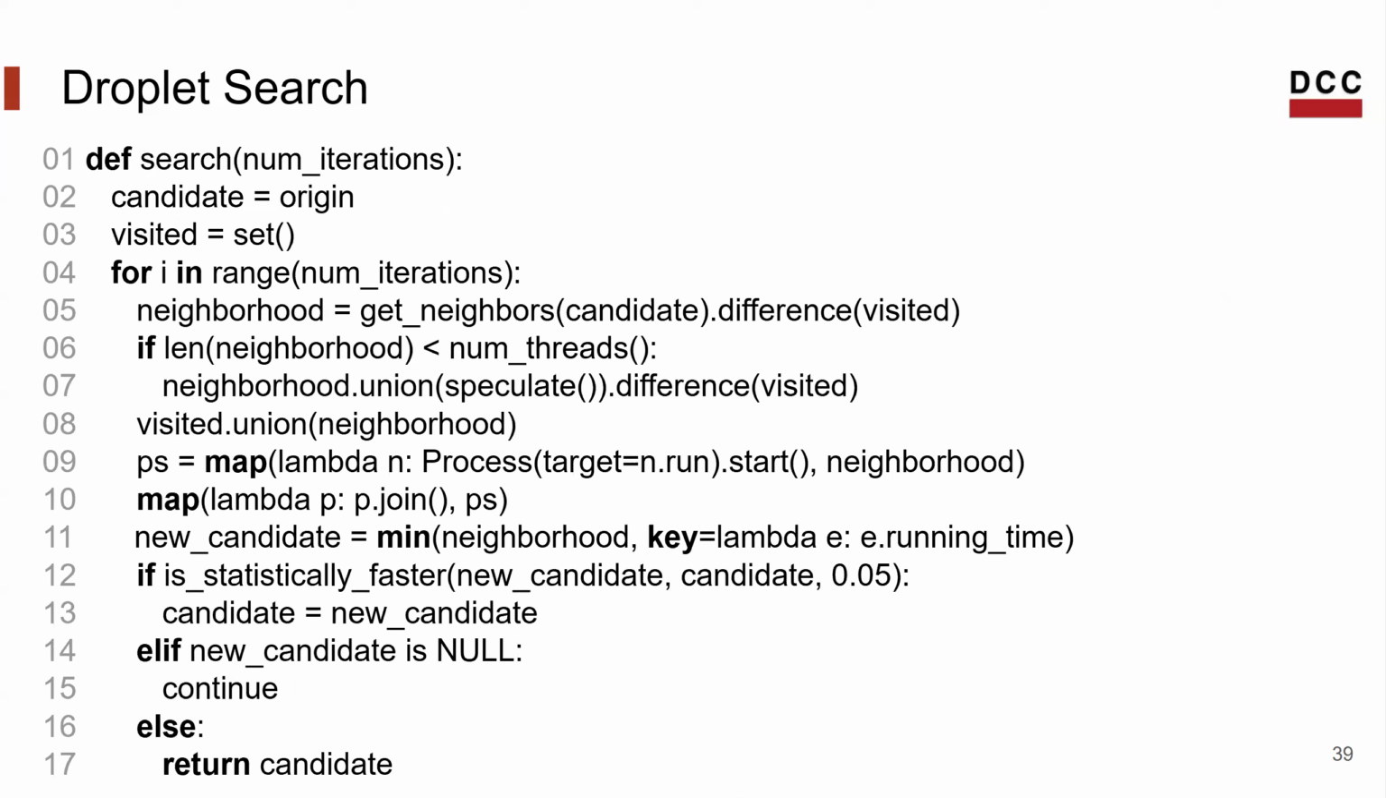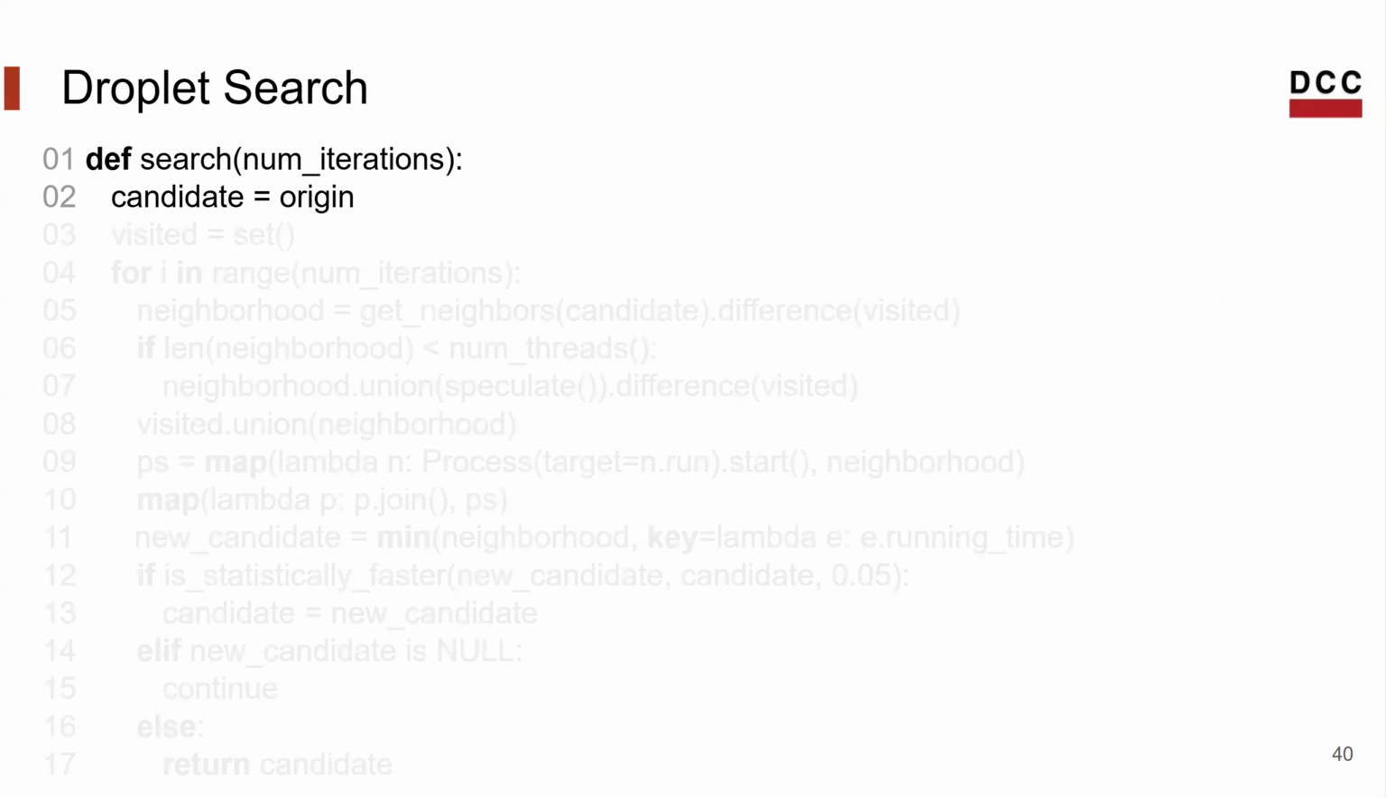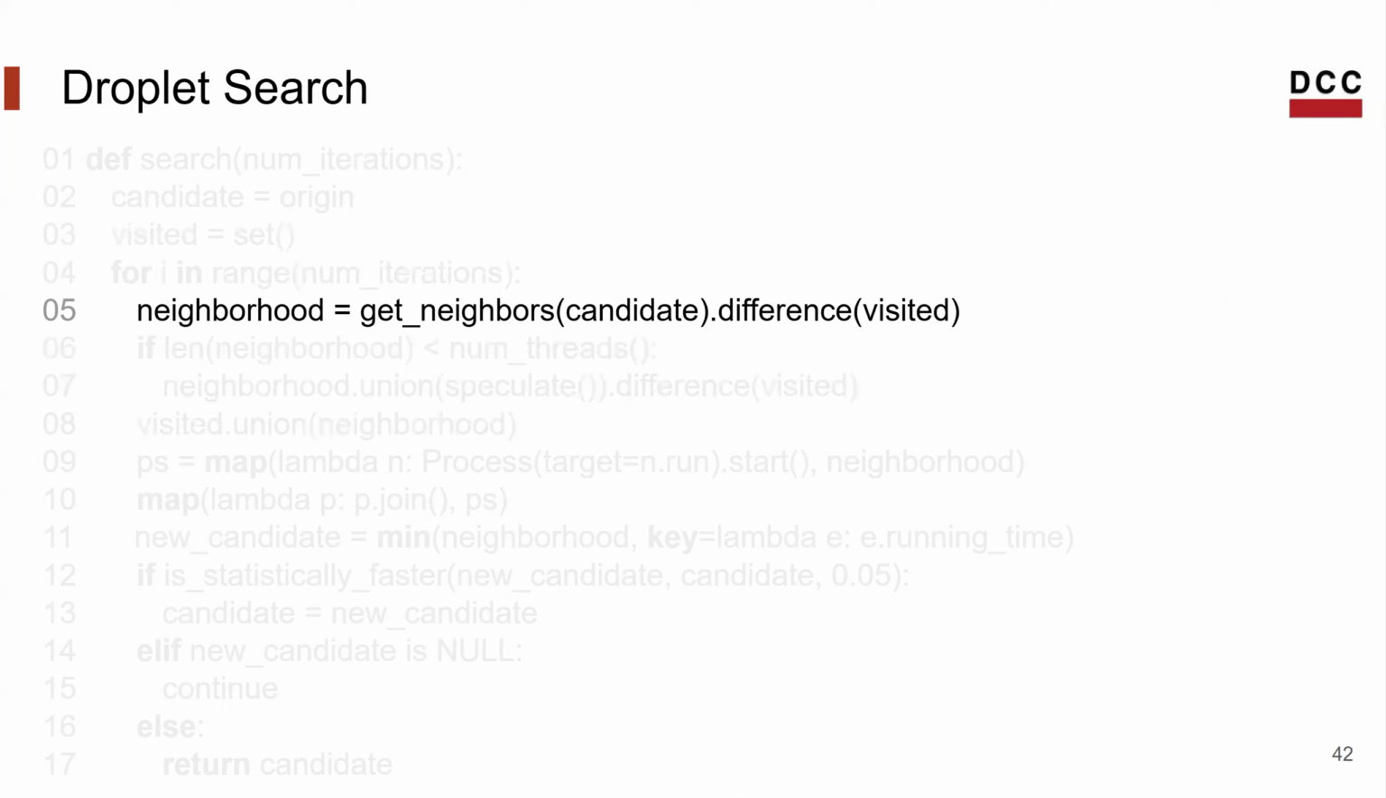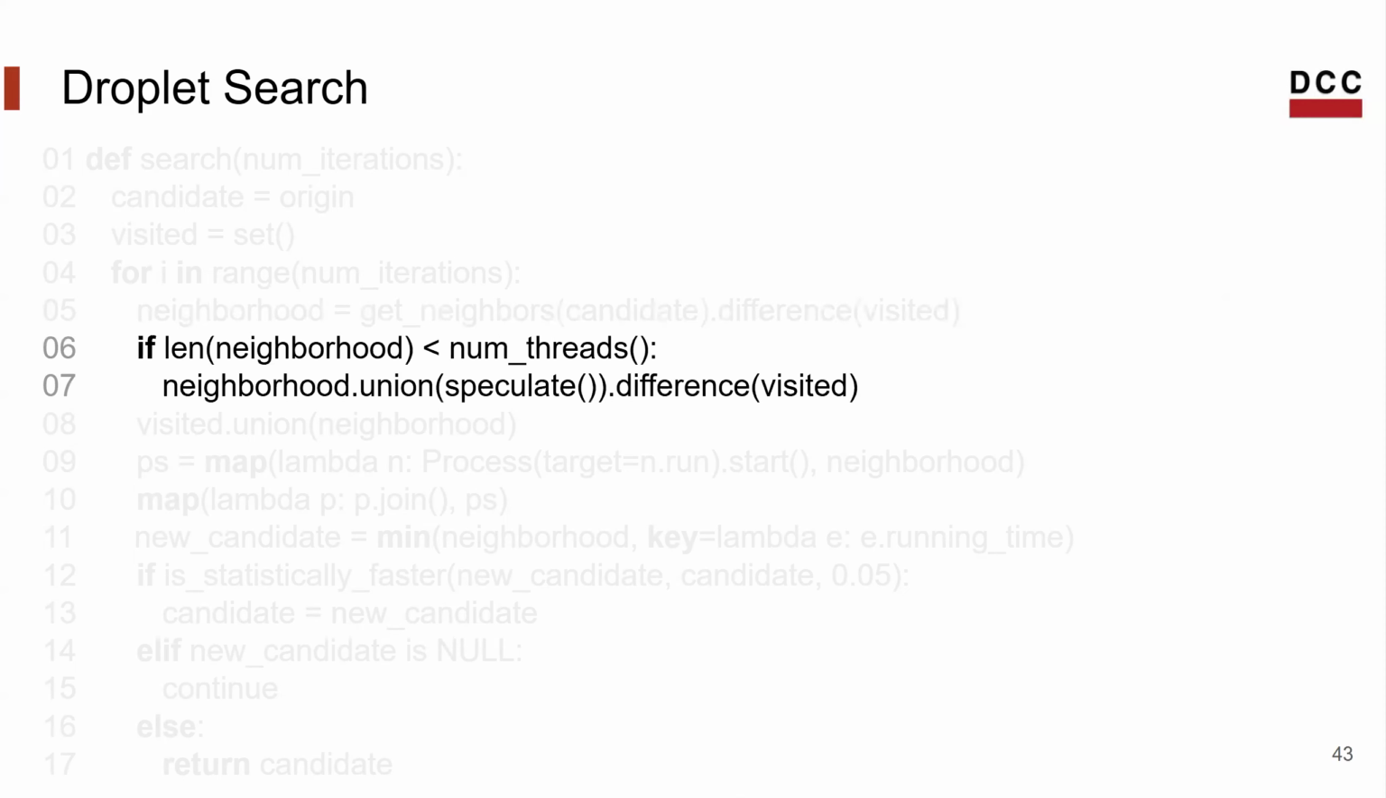The pseudocode of the Doppler is short and simple. The code is only 17 lines. The origin starts in the canonical kernel. The visited variable focuses on not allowing a repeat of the kernel parameter. The neighborhood function is responsible for collecting the neighborhood kernels using gradient descent for this. Also, if your neighborhood sample is less than the number of threads, you use the speculation to fill the set with samples.